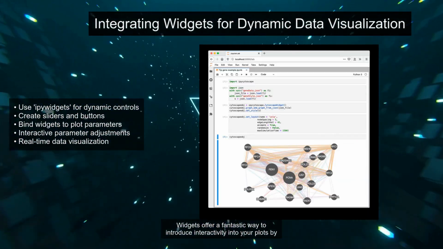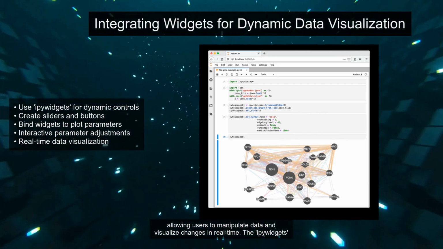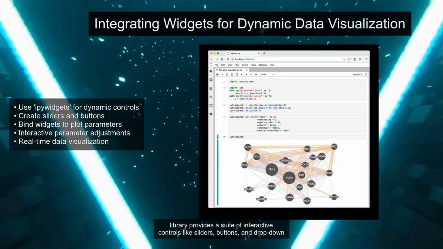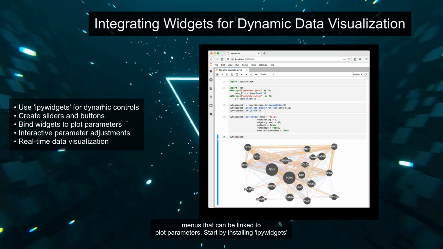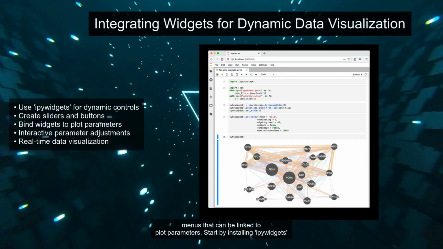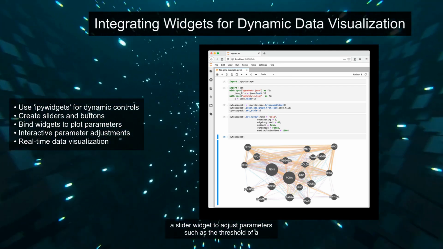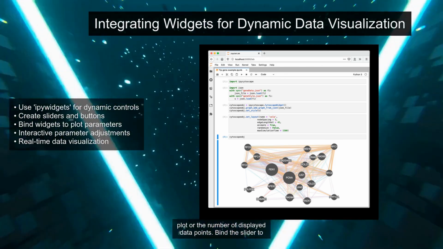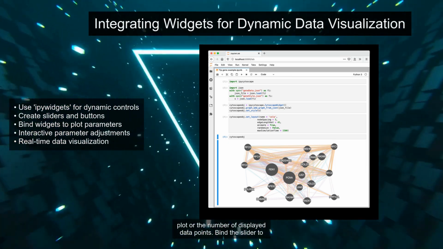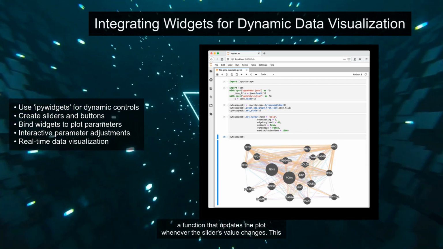Widgets offer a fantastic way to introduce interactivity into your plots by allowing users to manipulate data and visualize changes in real time. The ipywidgets library provides a suite of interactive controls like sliders, buttons, and drop-down menus that can be linked to plot parameters. Start by installing ipywidgets through pip and importing it into your Jupyter Notebook. You can create a slider widget to adjust parameters such as the threshold of a plot or the number of displayed data points. Bind the slider to a function that updates the plot whenever the slider's value changes.